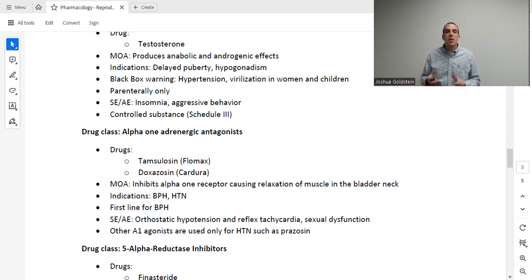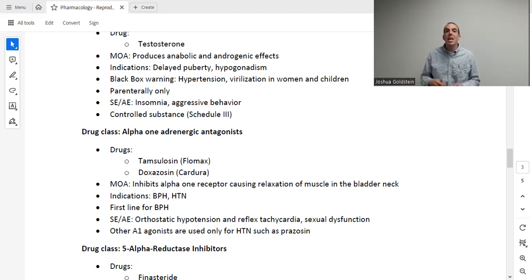The next drug class we're going to talk about, still under men's health, are the alpha-1 adrenergic antagonists. These are used to treat BPH, benign prostatic hyperplasia, and some of these are also used for hypertension. How does it work? Well, right now we're just talking about BPH. It inhibits the alpha-1 receptor, which causes a relaxation of the muscles in the bladder neck. By doing that, it helps a patient begin or sustain a flow of urine. These drugs are the first-line treatment for BPH, and we're going to talk in a minute about what other options there are for BPH.